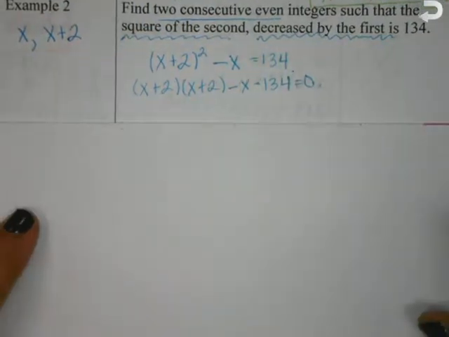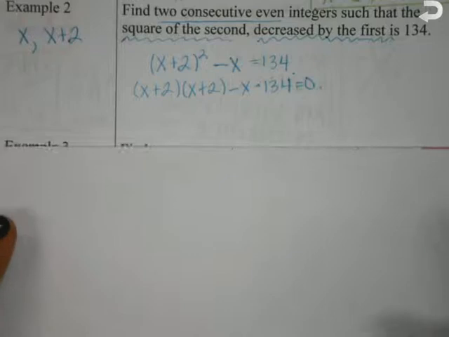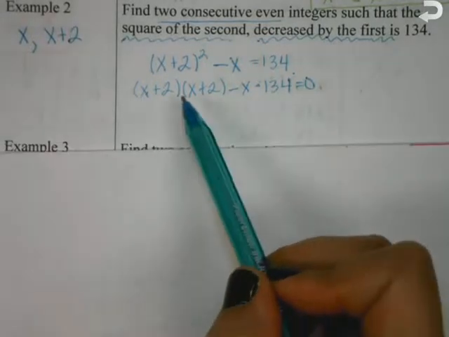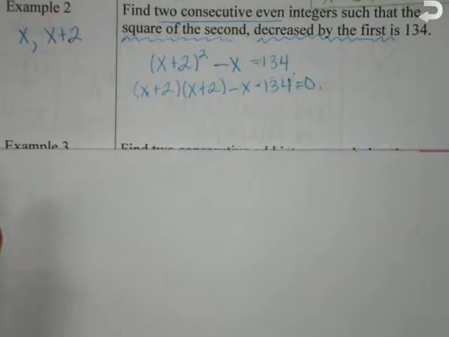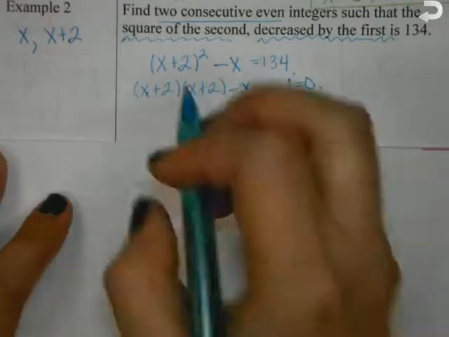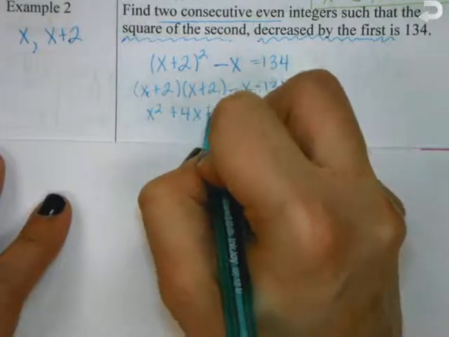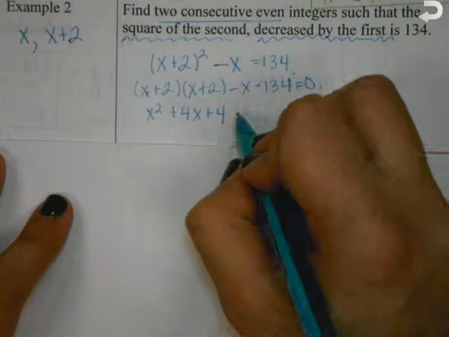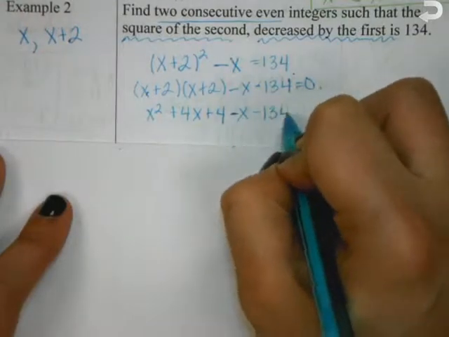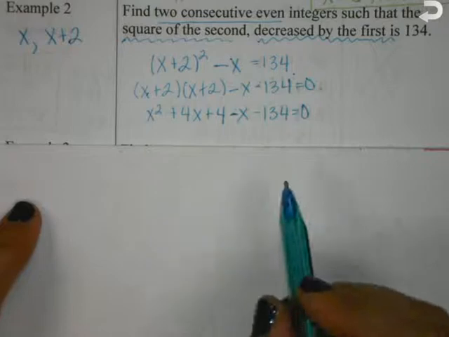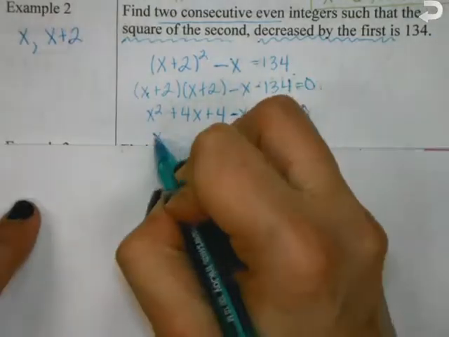Okay, so before we can move on, we need to do x plus 2 times x plus 2. We FOIL it out for the sake of time. I'm just going to tell you. It's x squared plus 4x plus 4 minus x minus 134 equals 0. Combine like terms. So that's going to give me x squared plus 3x minus 130 equals 0.